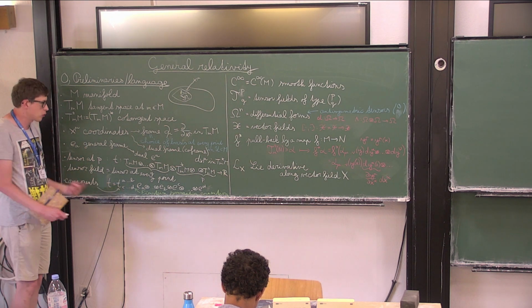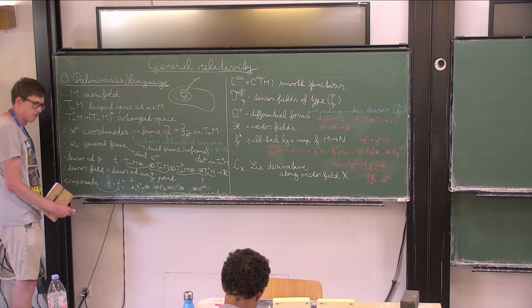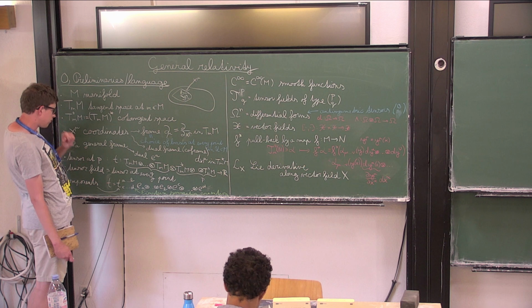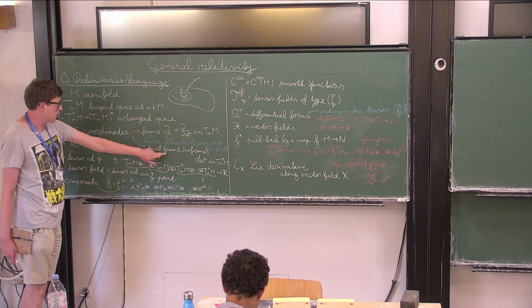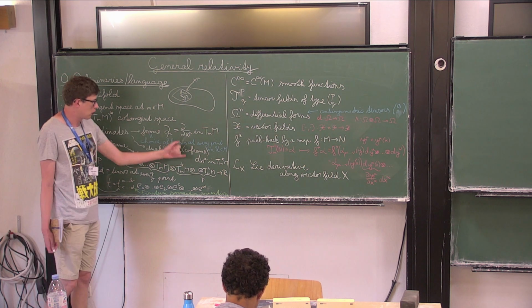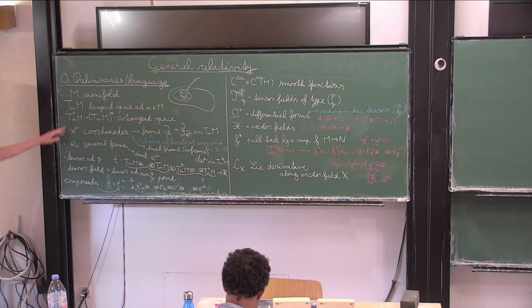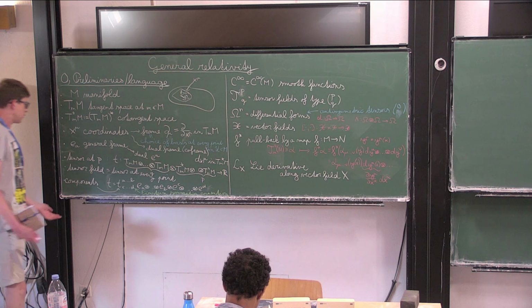If you think I'm being too elementary or too fast, then okay. If you have a frame, you have a dual frame, simply by taking the dual basis. This is denoted dx^μ. This is the basis of the cotangent space. Now, what is a tensor?